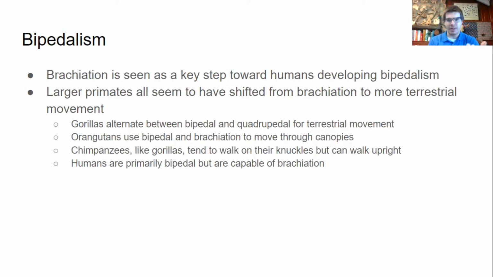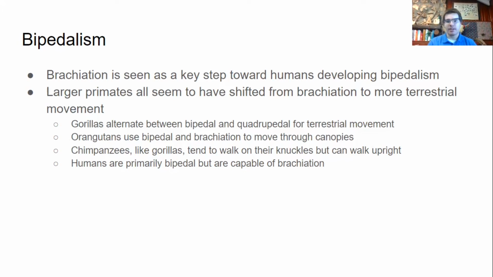So as I was saying, we're one of the only species that is truly bipedal. We walk on two legs, which is what bipedal means. Quadrupedal is something that you might hear thrown around. That means that they walk on four legs. A lot of creatures walk on four legs.